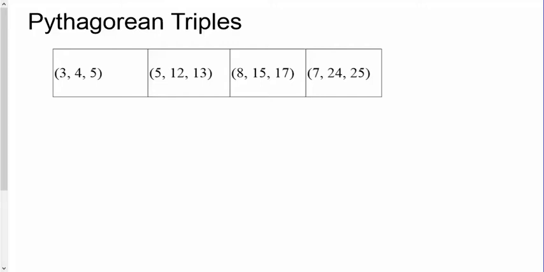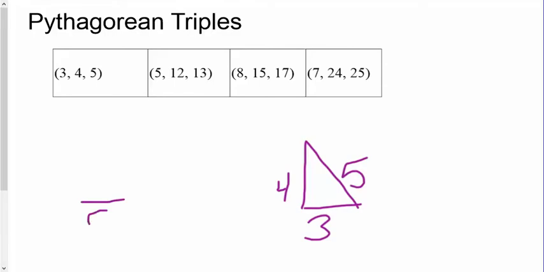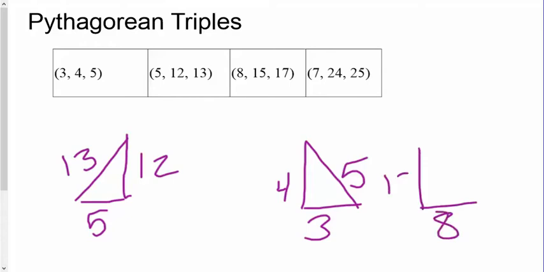Now, Pythagorean triples are a very special case. And we know that these work for any right triangle. These are just some of the base Pythagorean triples. So we know any right triangle will work with legs 3 and 4 and a hypotenuse of 5. We also have 5, 12, and 13. And lastly 8, 15, and 17. And they keep going on, right? I just listed 3. There are tons.